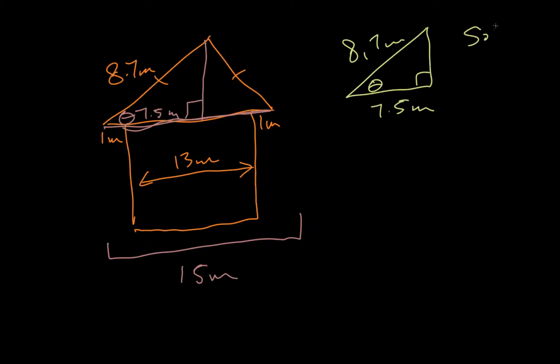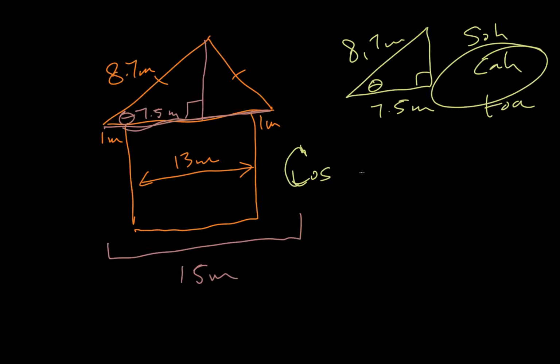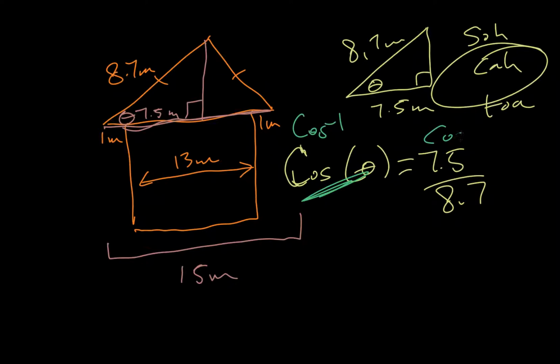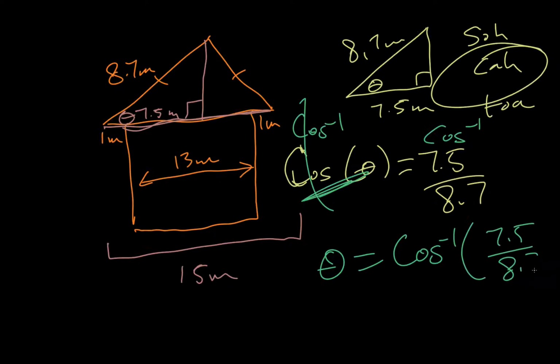So we look at SOHCAHTOA. Relative to this angle, we have the adjacent and the hypotenuse. So it's a cosine. So we have cosine theta equals adjacent over hypotenuse. So to do the algebra to get to our theta, we have to do an inverse cosine. So these cancel. Theta equals inverse cosine 7.5 over 8.7.